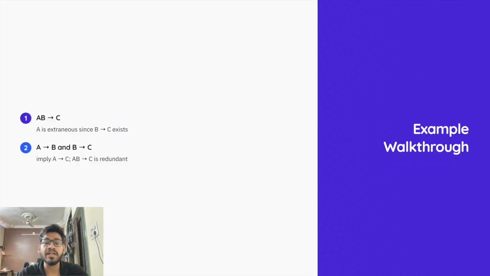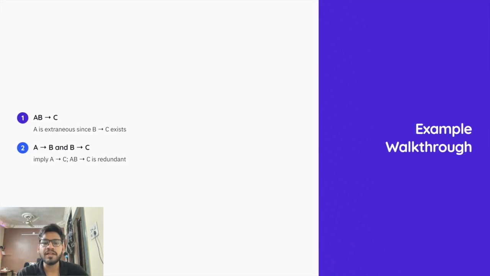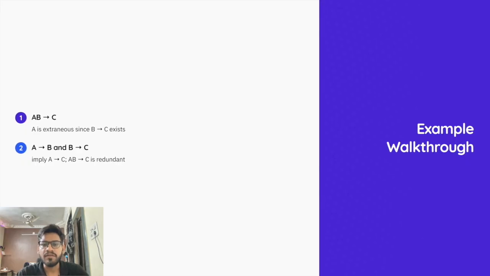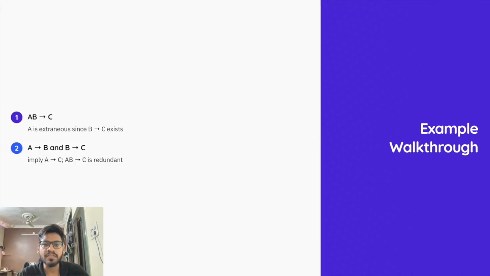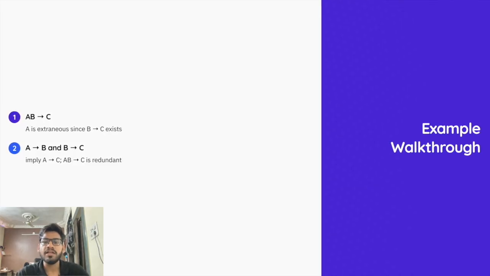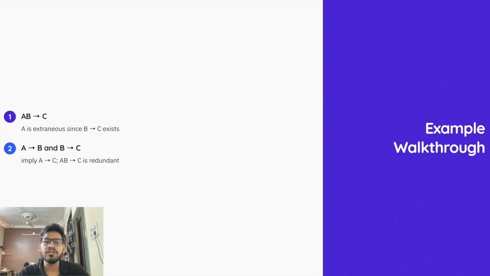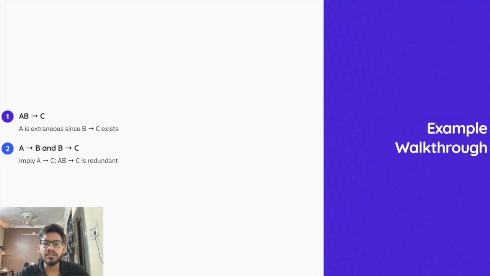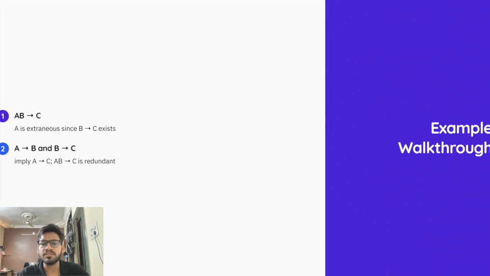The next step is eliminating redundant functional dependencies. In step 3, we look for functional dependencies that can be derived from other FDs in the set. If we can infer a dependency using the rest of the set, it is redundant and should be eliminated. This step helps in reaching the minimal form without losing any meaningful relationship.